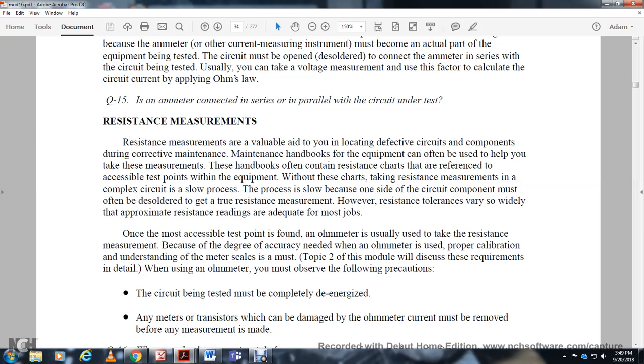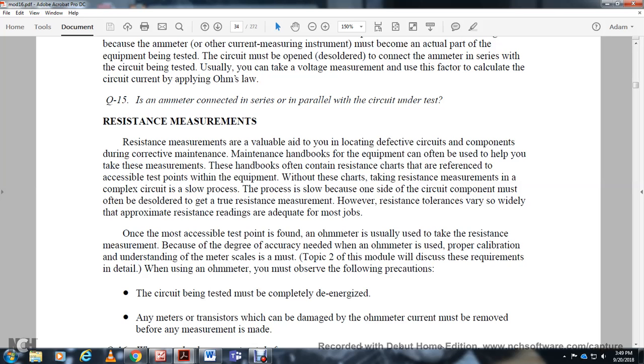Resistance measurement. Resistance measurement is available to aid in locating the defective circuit component during corrective maintenance. The handbook can often contain resistance charts for reference of the acceptable test points. The equipment can often be helpful to take these measurements.